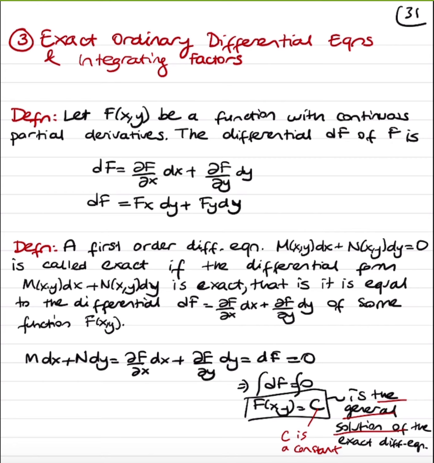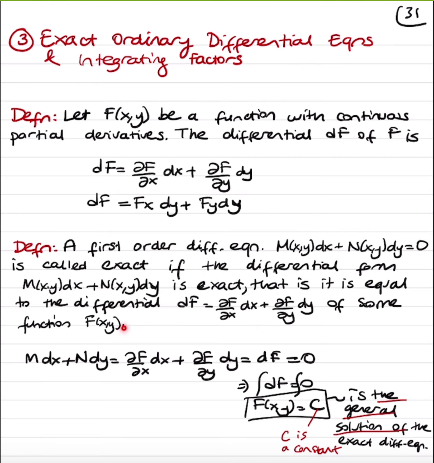Okay, then what is an exact differential equation? Let's say that we have a first order differential equation M dx plus N dy is equal to 0. Here M is a function of x, y and N is a function of x, y. This ordinary differential equation is called exact if the differential form M dx plus N dy is exact. So what does this mean? It means that it is equal to the differential df of some function f of x, y.